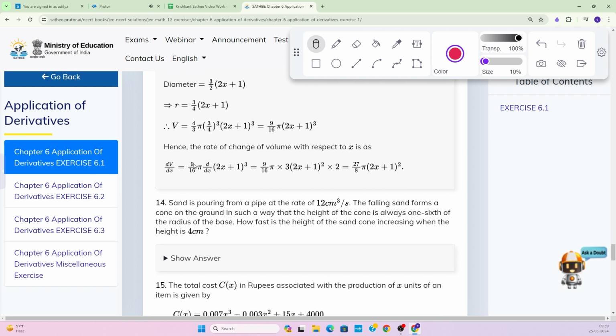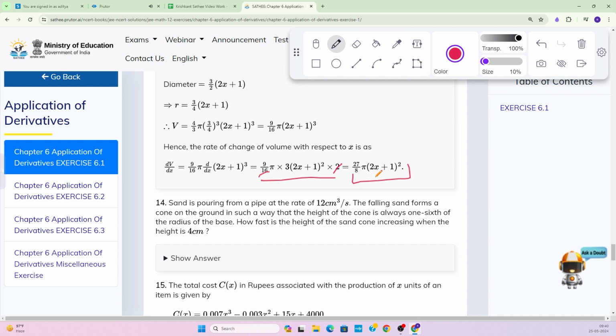So dv by dx will be 9 by 16 pi d by dx multiplied with 2 pi (2x plus 1) whole cube. So it will be 3 multiplied with this, which will remain the same. Now multiply with 3 and (2x plus 1) power square. Now multiply with 2. So you will get this expression. Now simplify your thing. So it will be just 8. It will be 27 by 8 pi multiplied with this thing. So you will get this as your rate with respect to x.